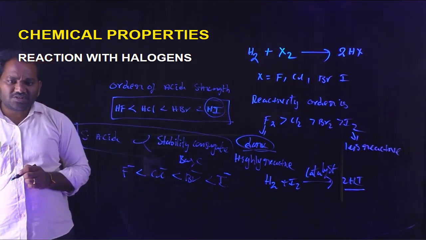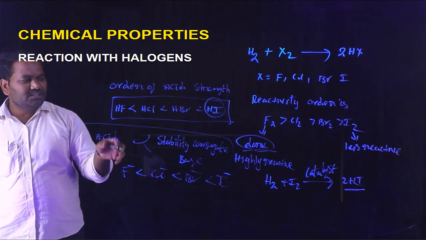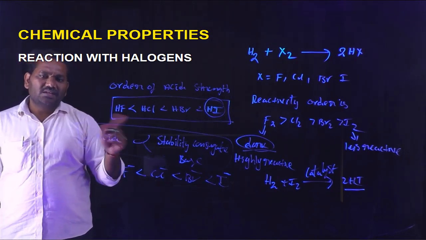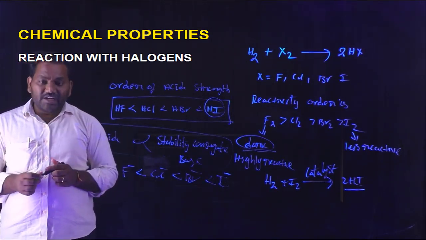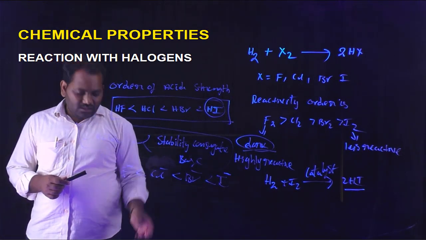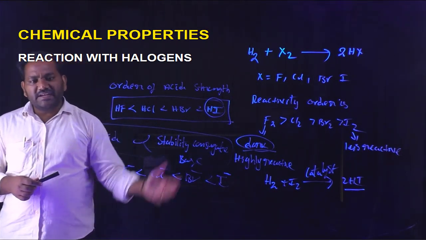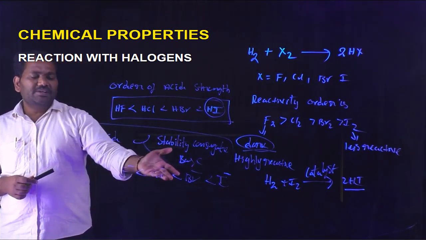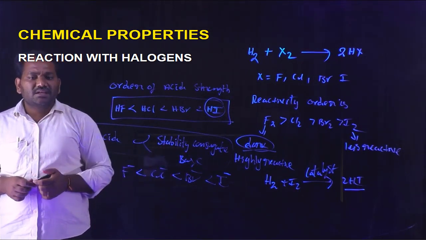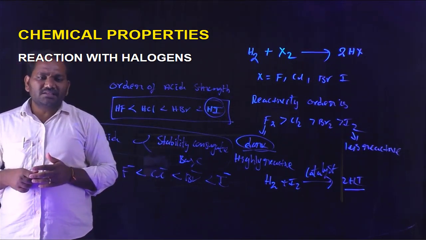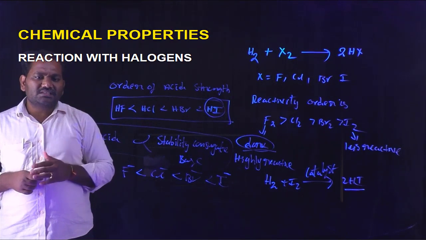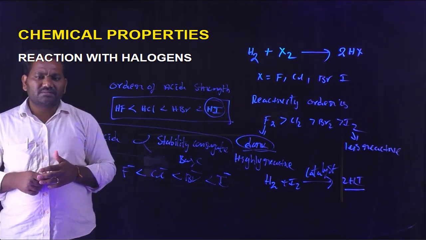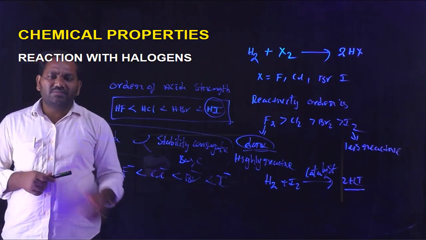All these are important points about the reaction of dihydrogen with halogens: the reactivity order, the stability order of their conjugate bases, and the acidic strength order. These three orders are very important from an objective point of view.